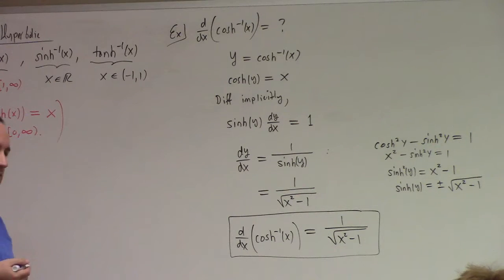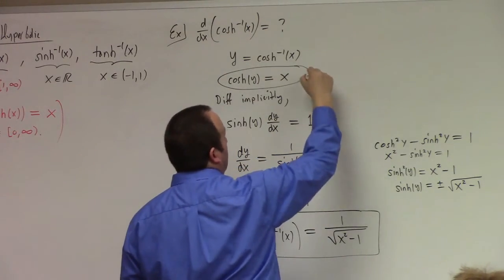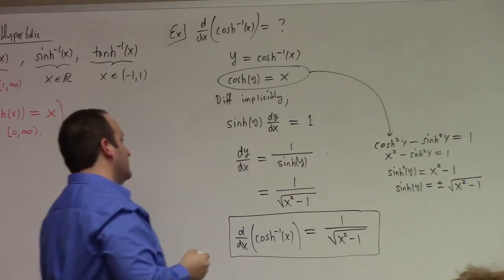Before I go on, though, are there any questions? Yes. Yeah, go for it. How'd you get x squared? Like that cosh? Oh, right. That's because cosh of y is equal to x. Oh, okay. Yeah. No problem.